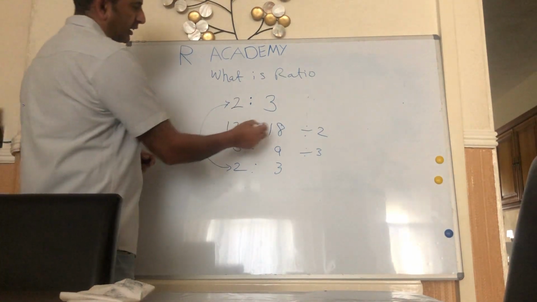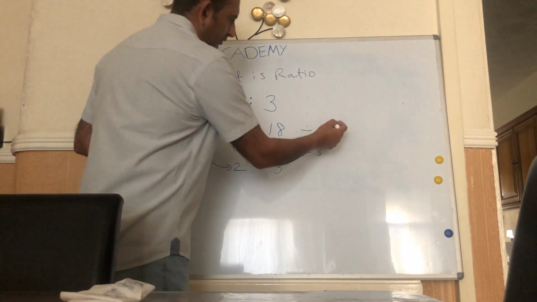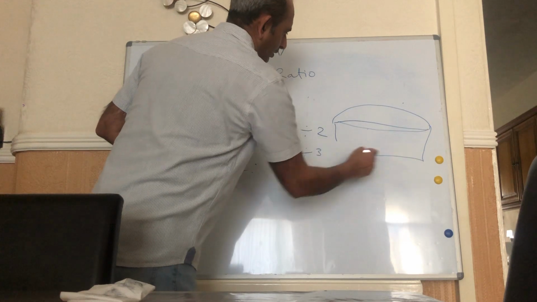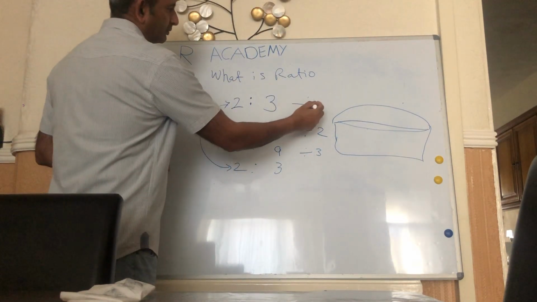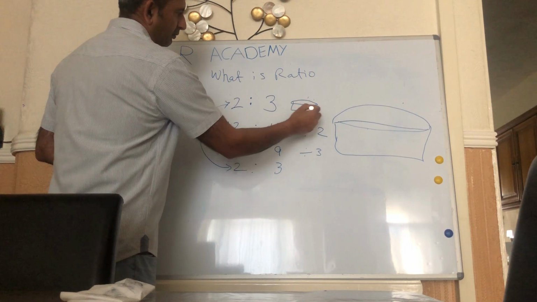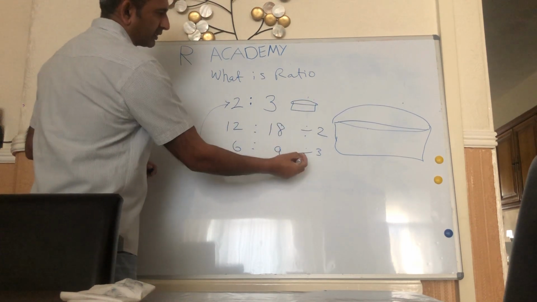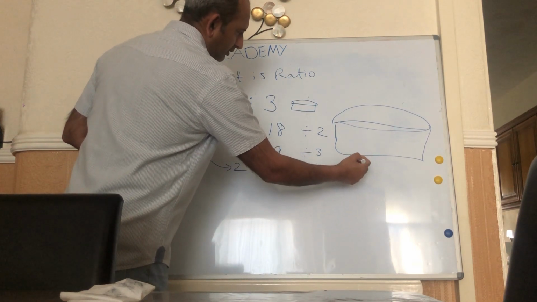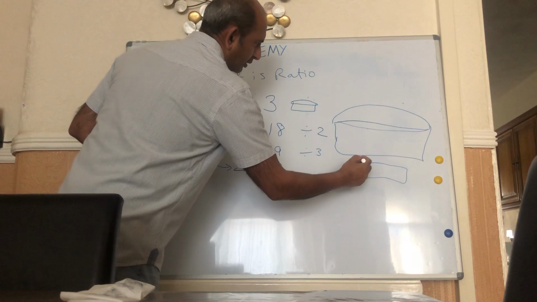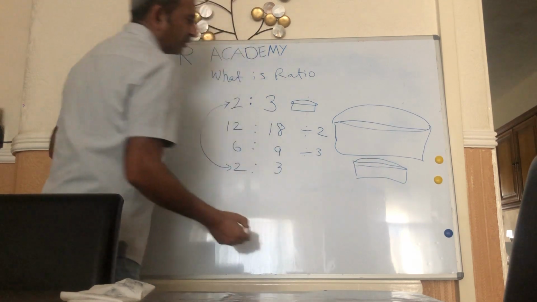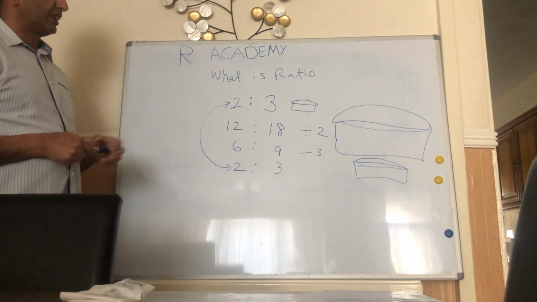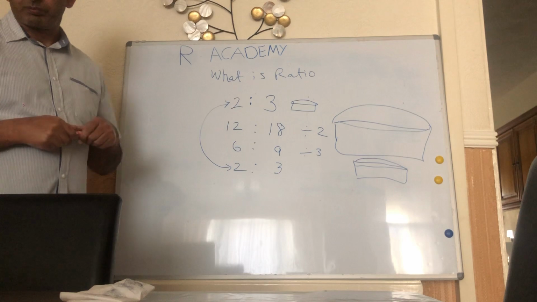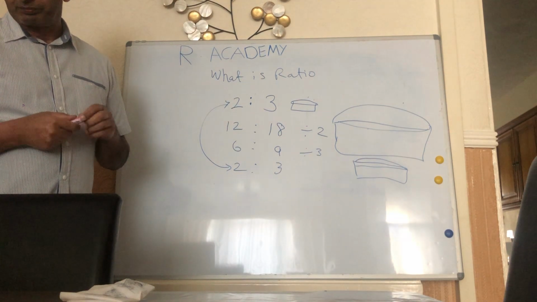So although this cake would be massive compared to this one, and this one would be a bit smaller, half that size, the ratio still stays the same. Okay?